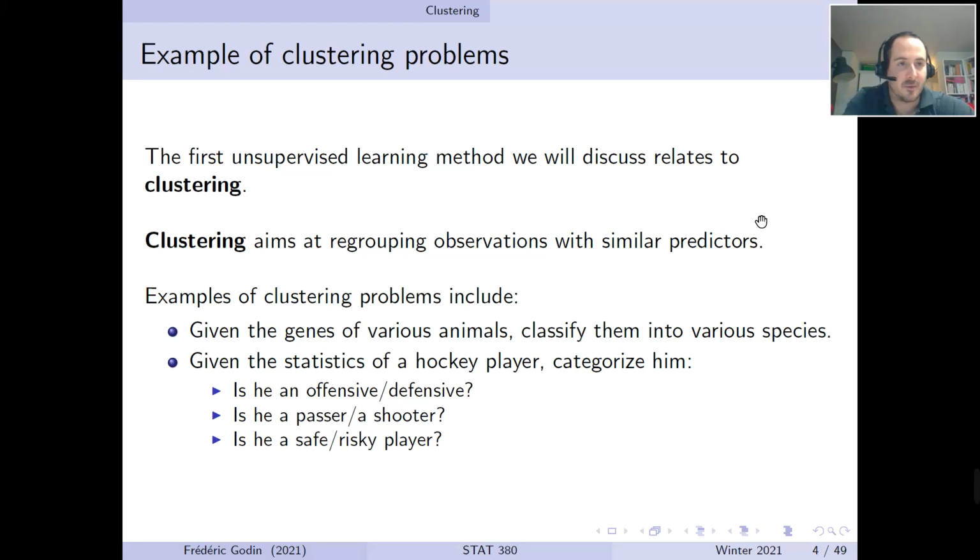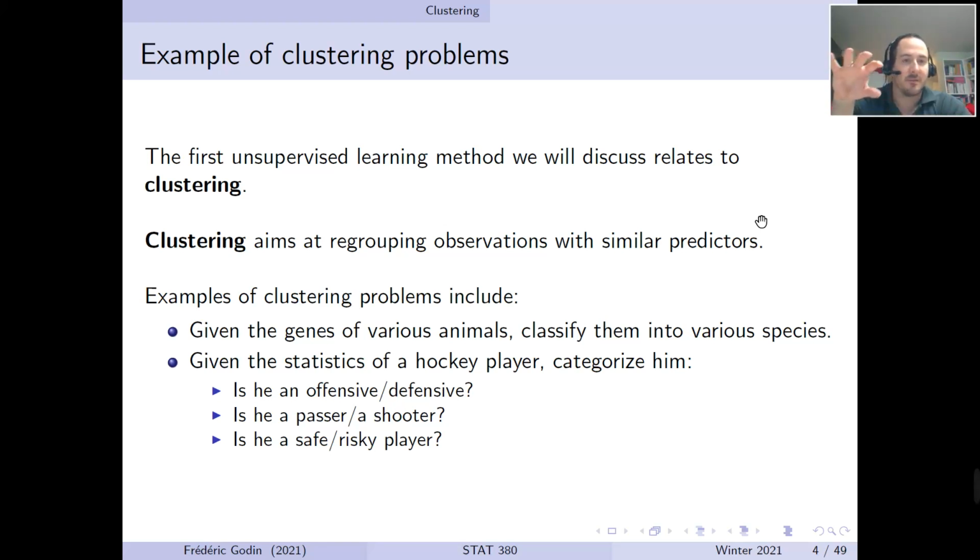Another problem is if you study sports. If you are given the statistics of hockey players, you might want to find which players are similar together. For example, if you're an agent and you negotiate the salary of your player, you might want to know who are the comparable people within the league. You want to know, for example, if the players are regrouped together, maybe some groups are more offensive players, some groups are more defensive players.